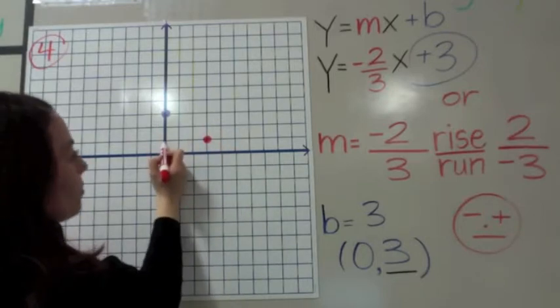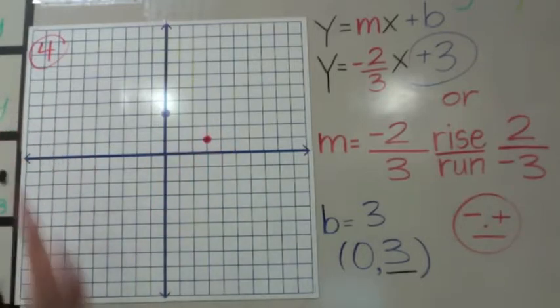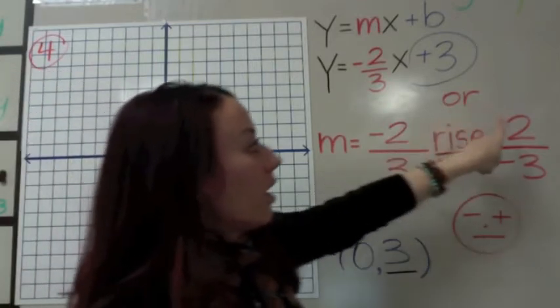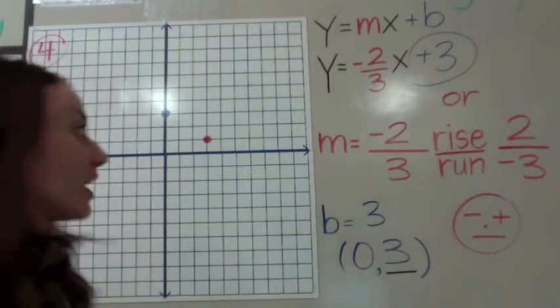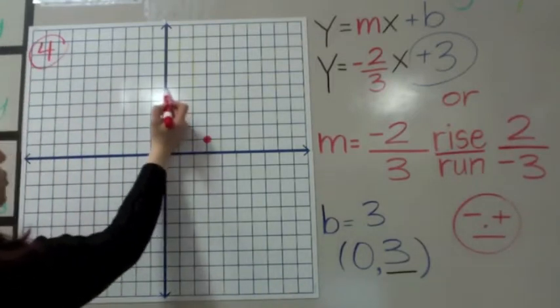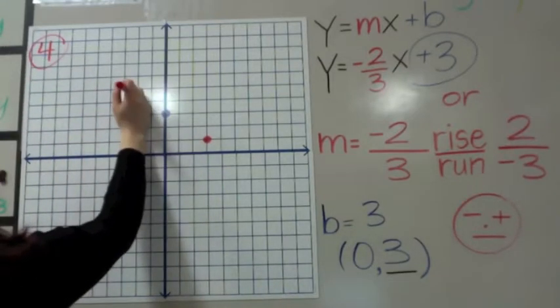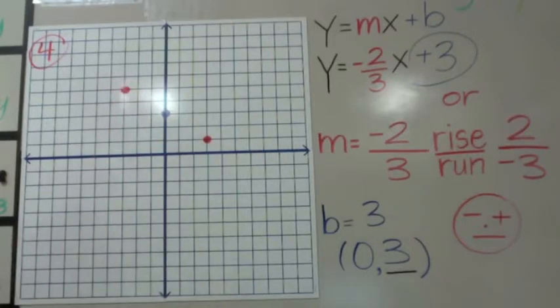We went down 2 and over 3. We could also do up 2 and over -3, right? It's still going to be on the line. Let's go ahead and try it. Go up 2, 1, 2, and over 1, 2, 3. Did you get all these 3 points? When you have your points, all you need is 2, but we have 3. We can make a line.